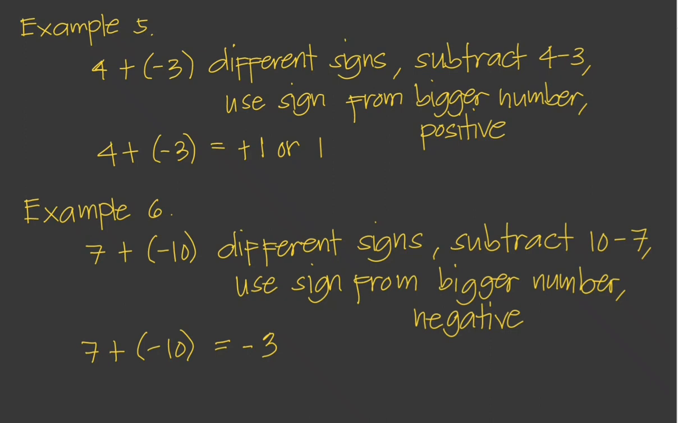Another example, what if we're given 4 plus -3? 4 and 3 here have different signs, so we just have to subtract 4 and 3 and use the sign from the larger number, which is 4, and that would be positive. So 4 plus -3 is just equal to 1.